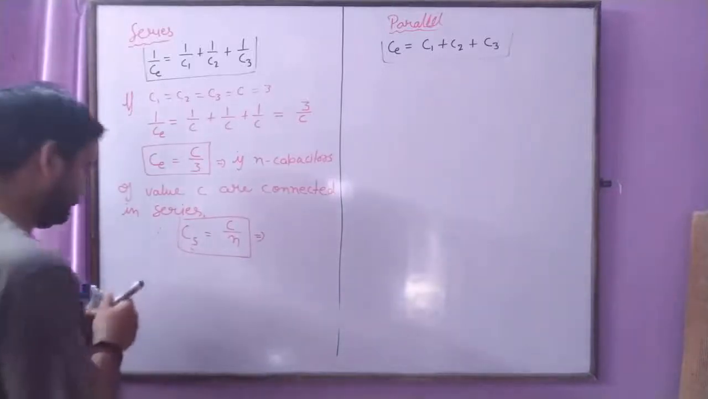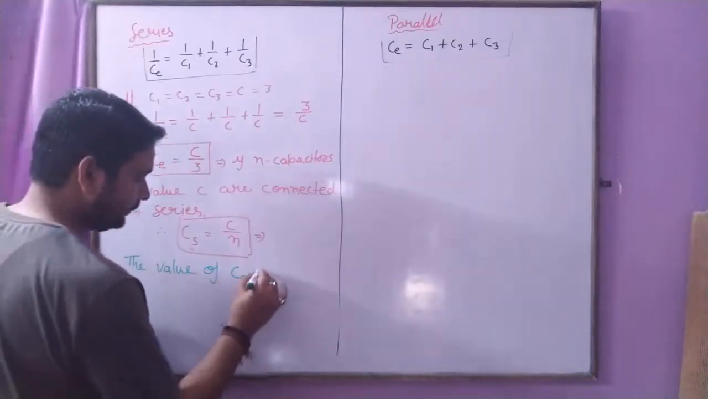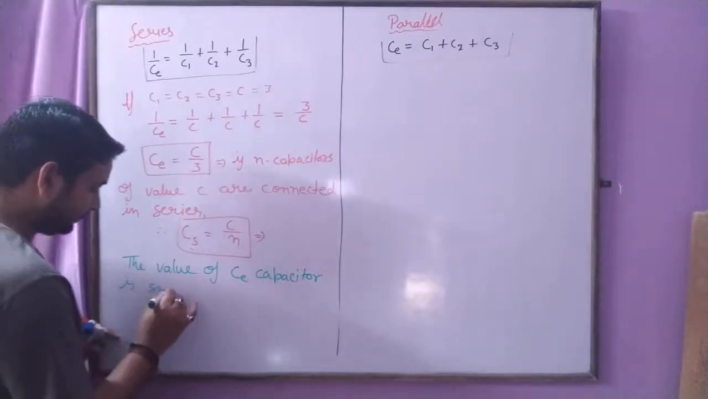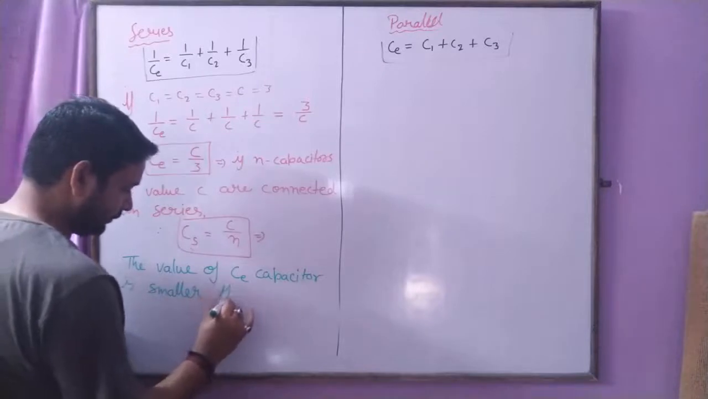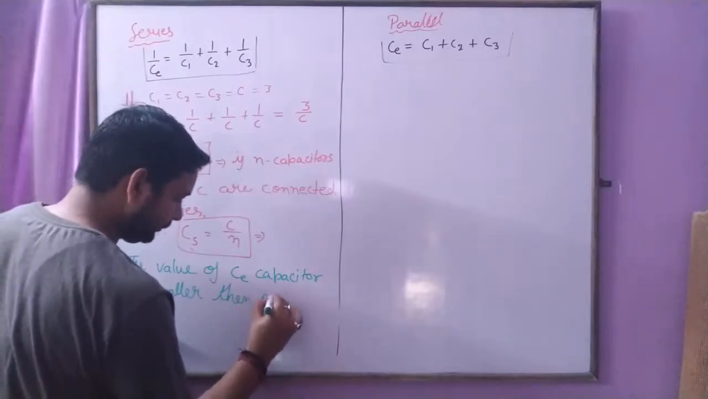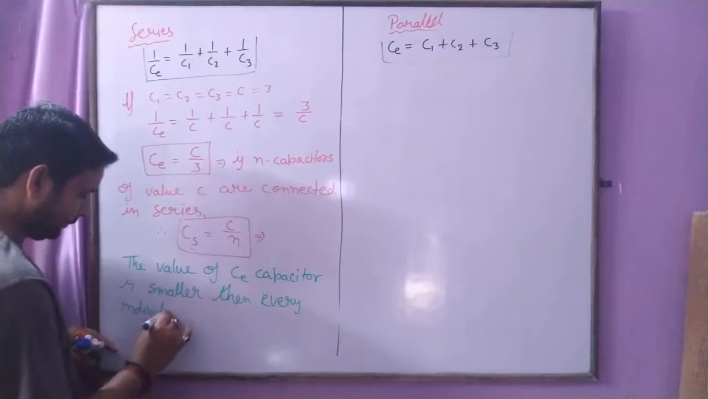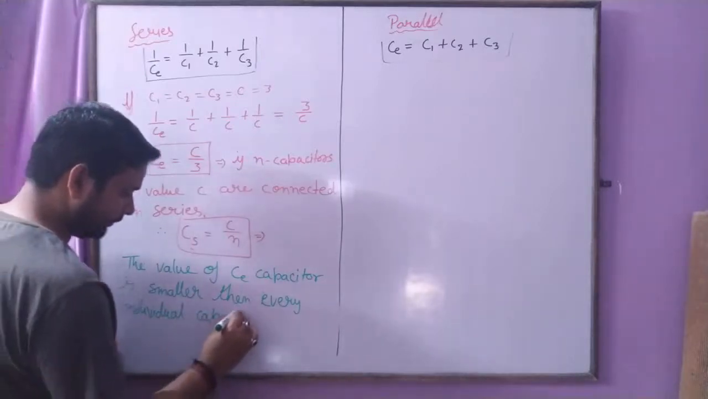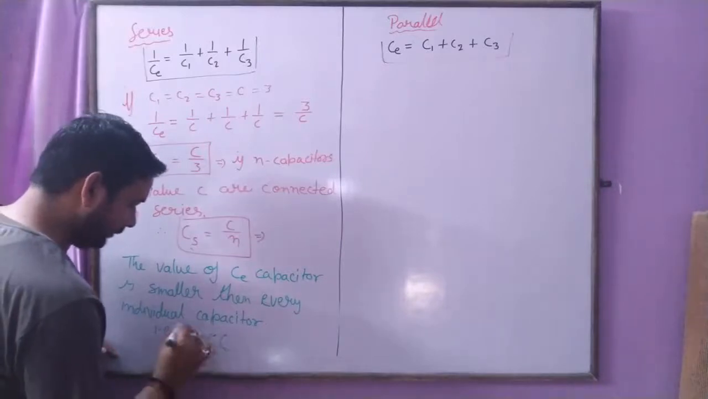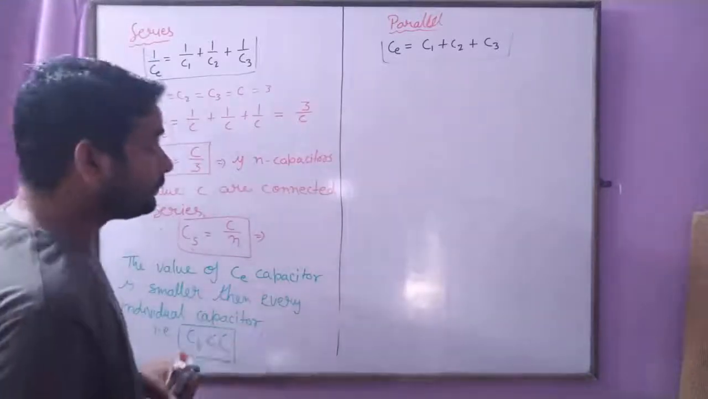The value of the equivalent capacitor is smaller than every individual capacitor, that is, CS is smaller than every capacitor. Now we understood the series condition.